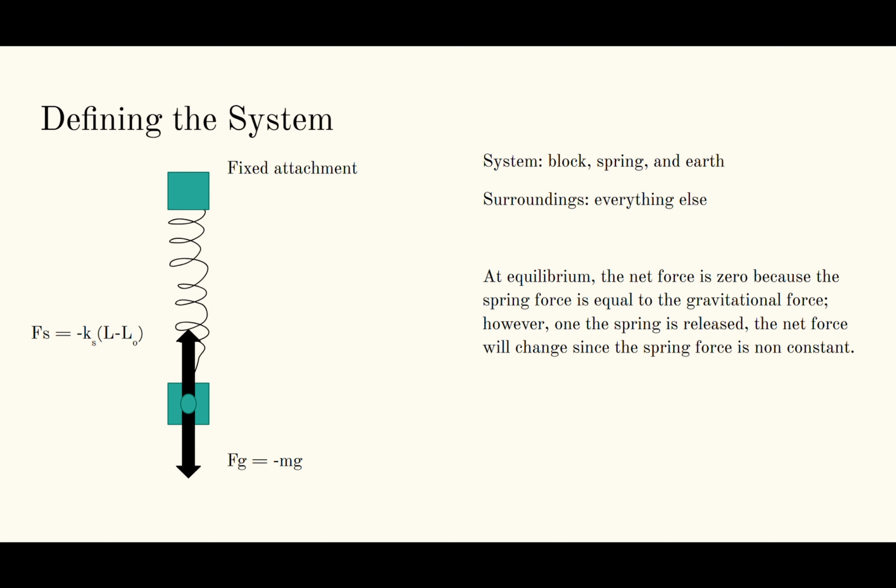In defining the system, we said that the system is the block, the spring, and the earth, and the surroundings is everything else. At equilibrium, the net force is 0 because the spring force is equal to the gravitational force. However, once the spring is released, the net force will change since the spring force is non-constant.